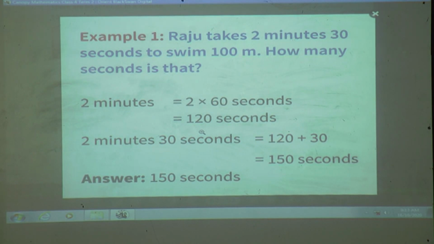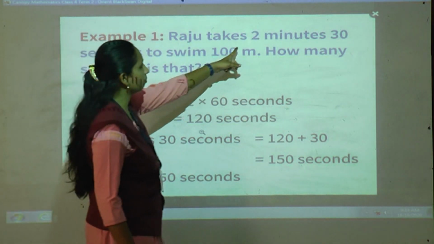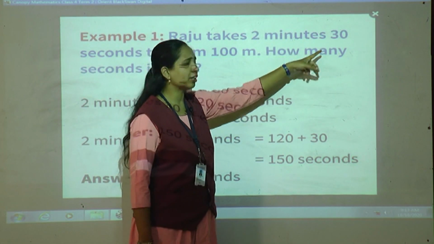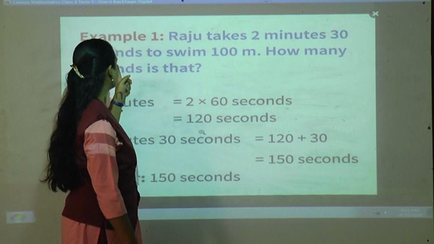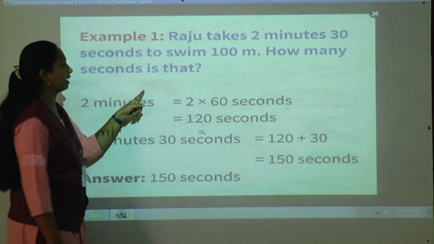Now see, first example. Raju takes 2 minutes 30 seconds to swim 100 meters. How many seconds is that? Now see, Raju, one boy, swims 100 meters in how much time? 2 minutes 30 seconds. So we have to convert this 2 minutes into seconds. Already they have given some seconds also, that is 30 seconds.